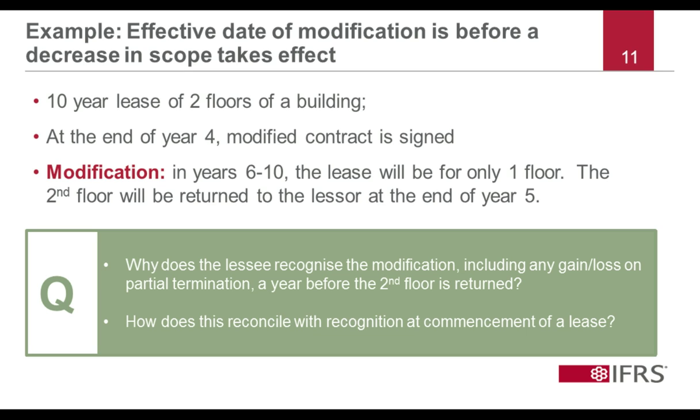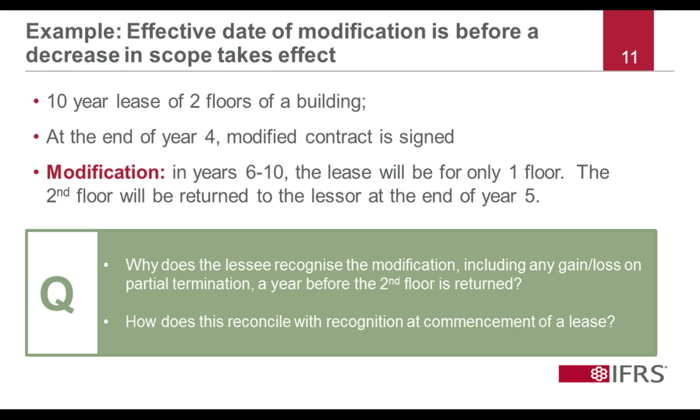So first, we have a modification that decreases the scope of a lease, but for which the effective date of the modification is before the decrease takes effect. So let's say you have a 10-year lease of 2 floors of a building. At the end of year 4, you agree to modify the lease so that for years 6 to 10 you lease only 1 floor. In other words, at the end of year 5, you will give back 1 floor to the lessor. The modified contract is signed at the end of year 4, but the second floor is not returned to the lessor until the end of year 5.